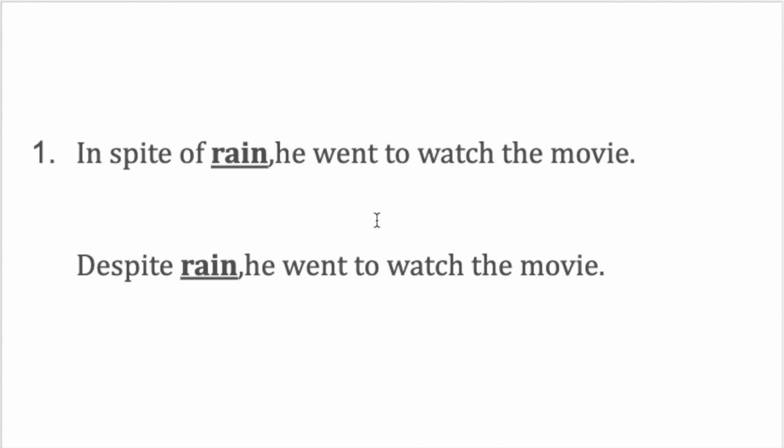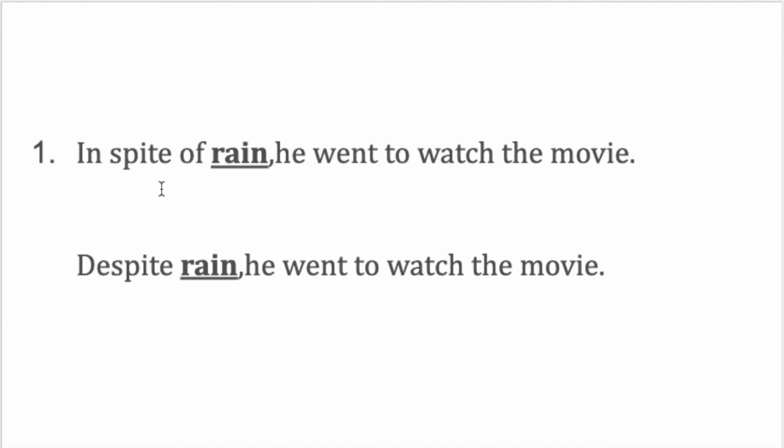Look at this. In spite of rain, he went to watch the movie. I'm telling you that though it was raining, he went out to watch the movie. Isn't it a contrasting idea? It was raining, so you should have stopped and shouldn't have gone out, but still you chose to go out. So there's a contrasting idea between rain and went out. That's how the contrasting ideas are being expressed. In spite of rain, we put a comma after the first clause and then the independent clause comes in: he went to watch the movie.